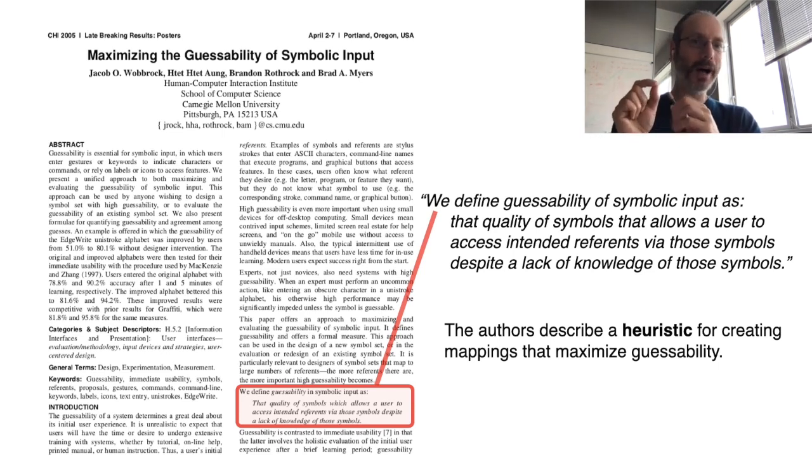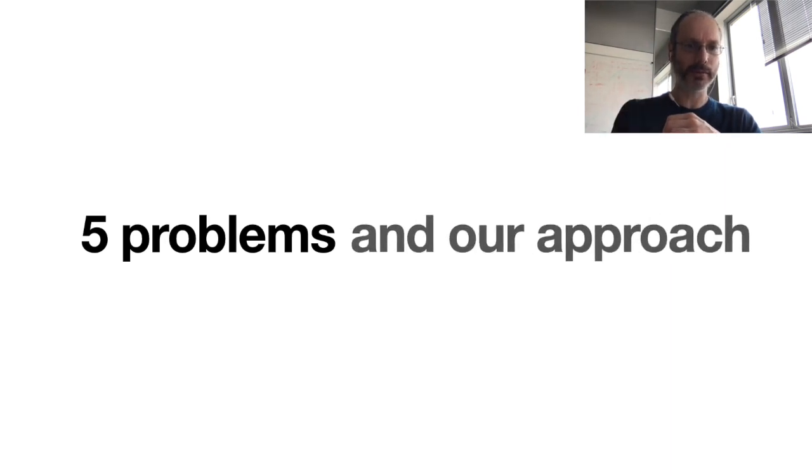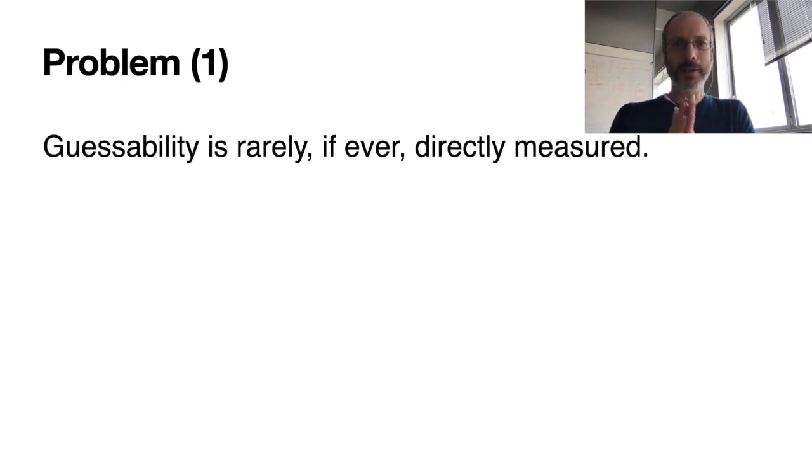Often, authors combine a mix of subjective design criteria to infer sign vocabularies based on their data. I will highlight 5 key problems, and for each I will summarize our approach. Problem number 1. The guessability measure is rarely or never used in practice.